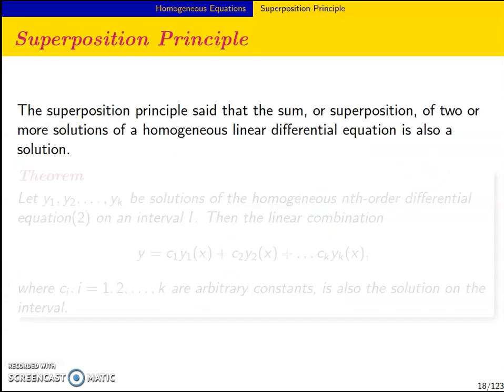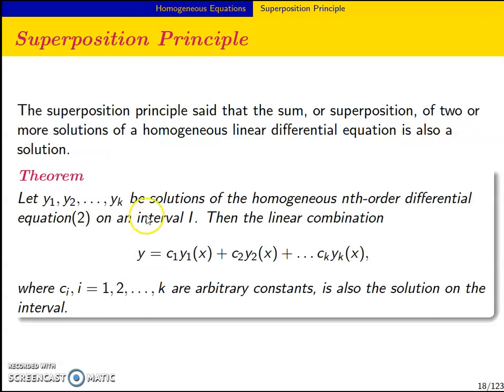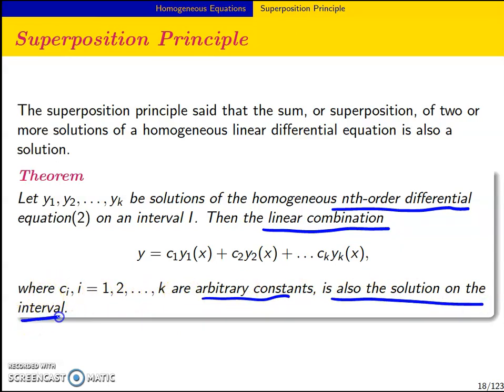Now we have the superposition principle. The superposition principle says that the sum or the superposition of two or more solutions of a homogeneous linear differential equation is also a solution. So the superposition principle says: let y1, y2, ..., yk be solutions of a homogeneous nth order differential equation on interval I. The linear combination y equals c1 y1(x) plus c2 y2(x) plus ... plus ck yk(x), where ci, i equals 1, 2, 3, ..., k, are arbitrary constants, is also a solution on the interval.